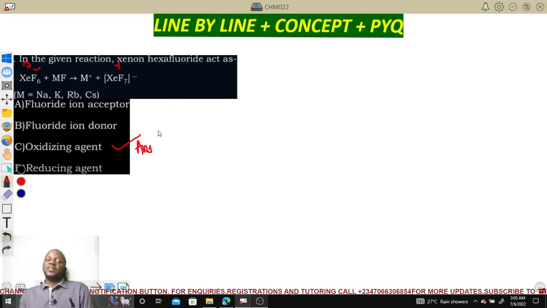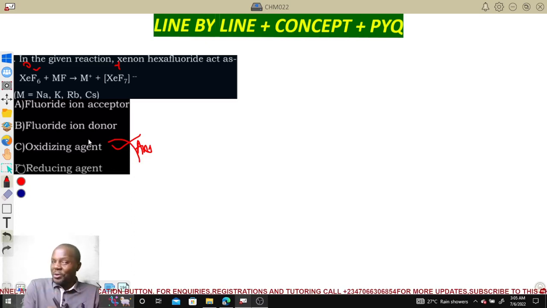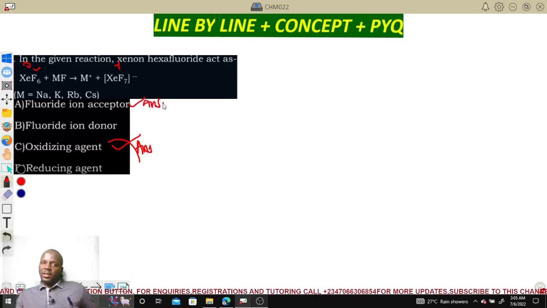Reduced means oxidizing agent. So now it's an oxidizing agent, but we are talking about the reaction here. Sorry about that. This is wrong. So we are talking about fluoride ion acceptor and fluoride ion donor. We should be careful. In this case, what happened? SbF6 has now accepted an electron to become SbF6-, so it's a fluoride ion acceptor. This is the answer to this question.